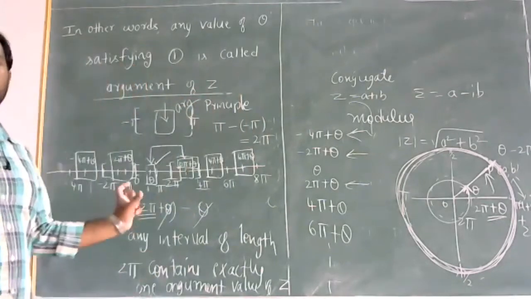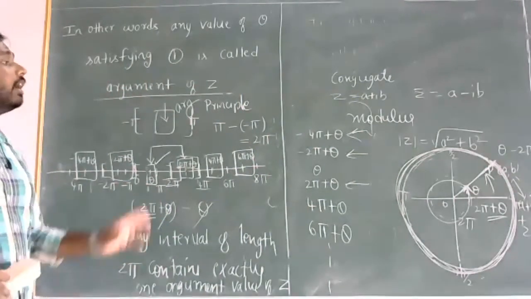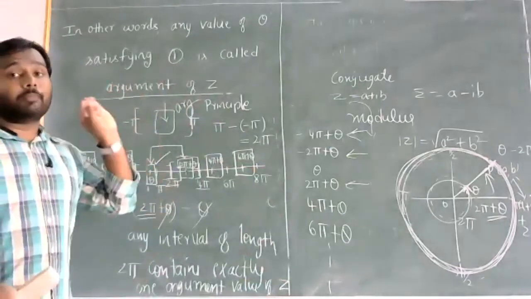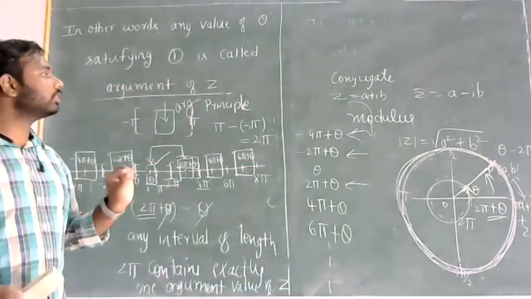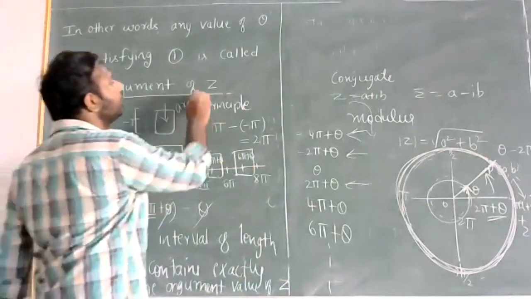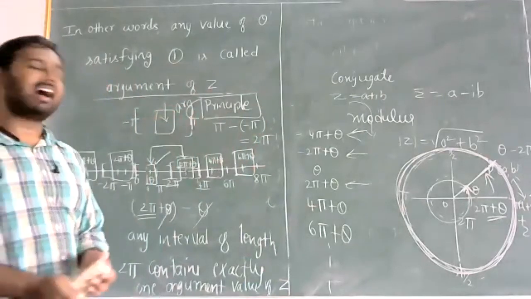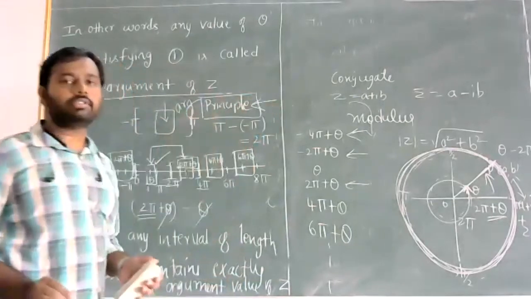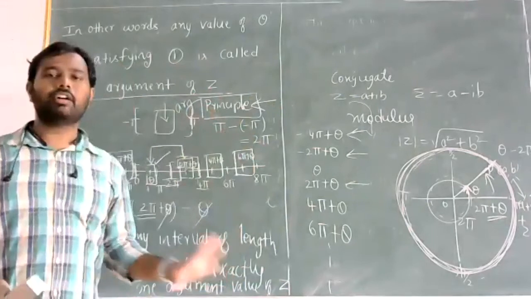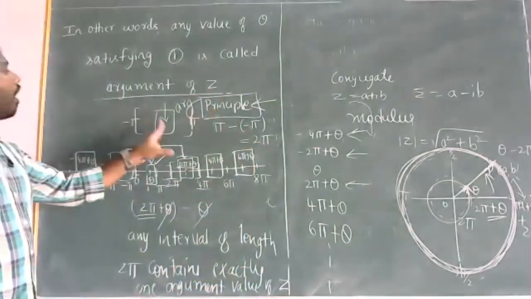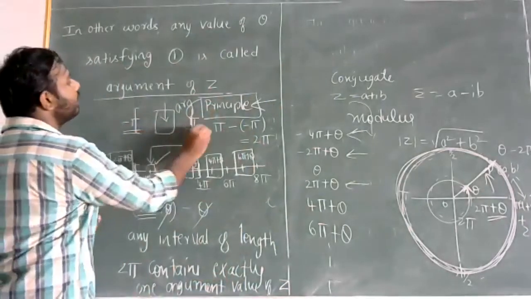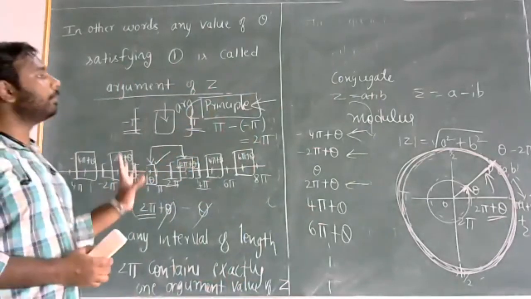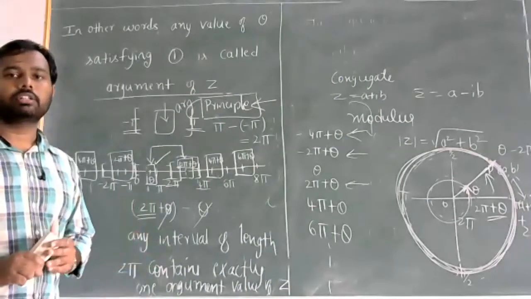value of argument. Wherever you take the argument value of any complex number, by default, without referring to anything, you will consider the principal value of argument. In proving any result, usually we will take the principal value of argument. And principal value of argument is nothing but the argument value lying in the interval minus pi to pi. So this is about argument of a complex number.